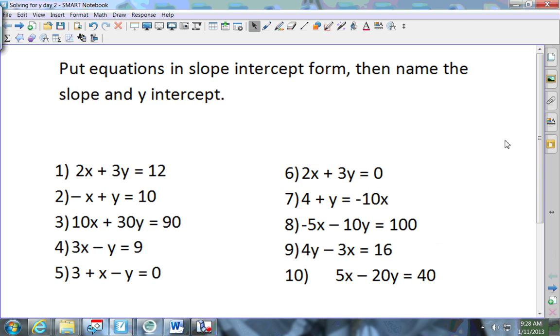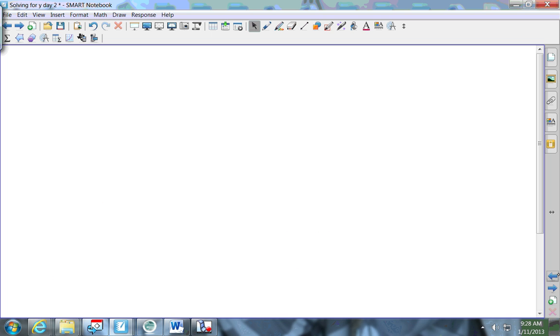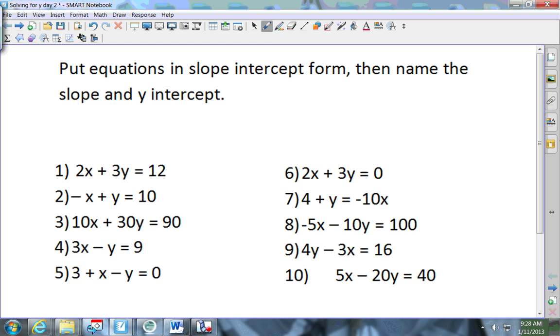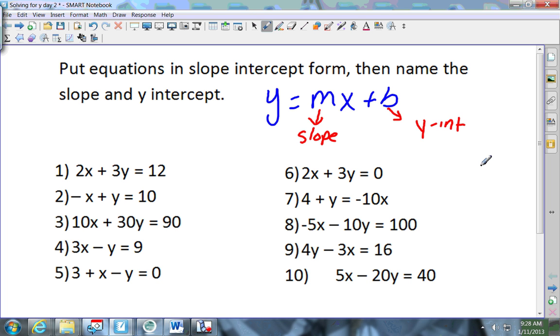Okay, what I've asked you guys to do is to go and put these equations into slope-intercept form. I want to remind you that slope-intercept form is y equals mx plus b. Sometimes you'll hear people say solving for y. Remember, m is the slope and b is the y-intercept. This is the information we need to know in order to graph.